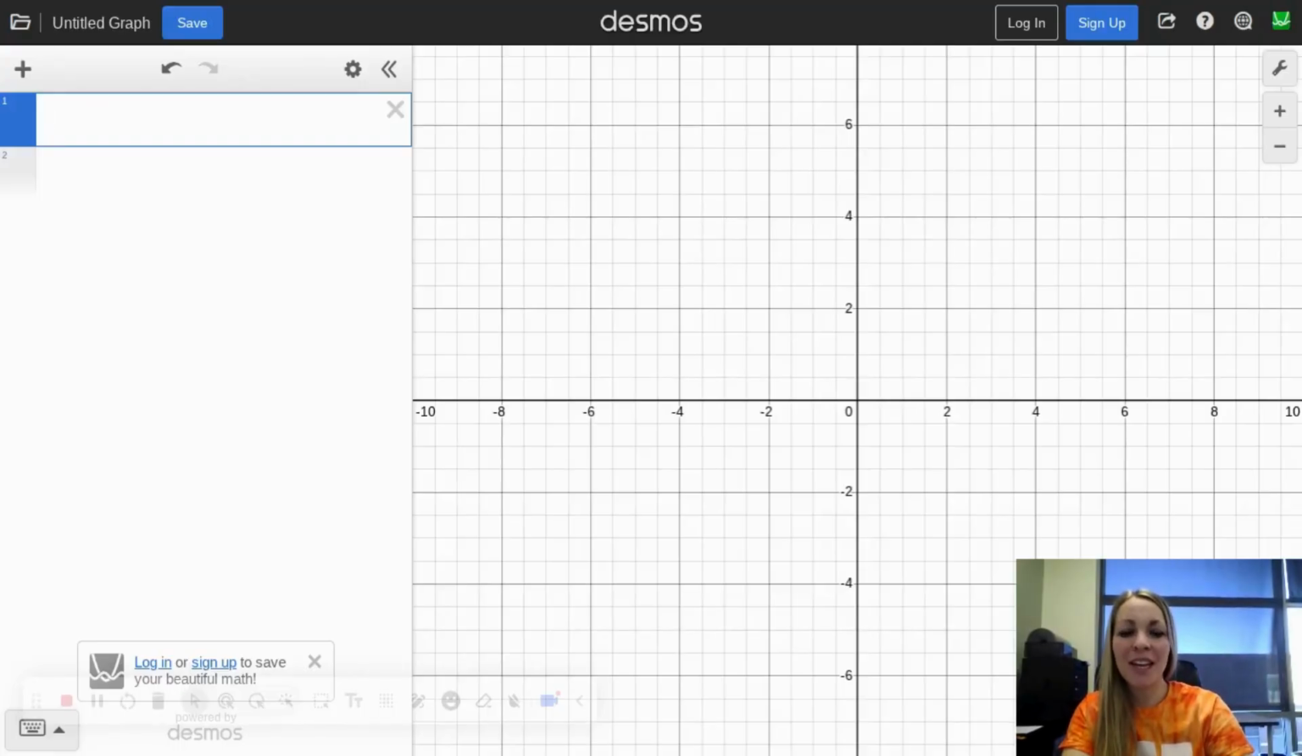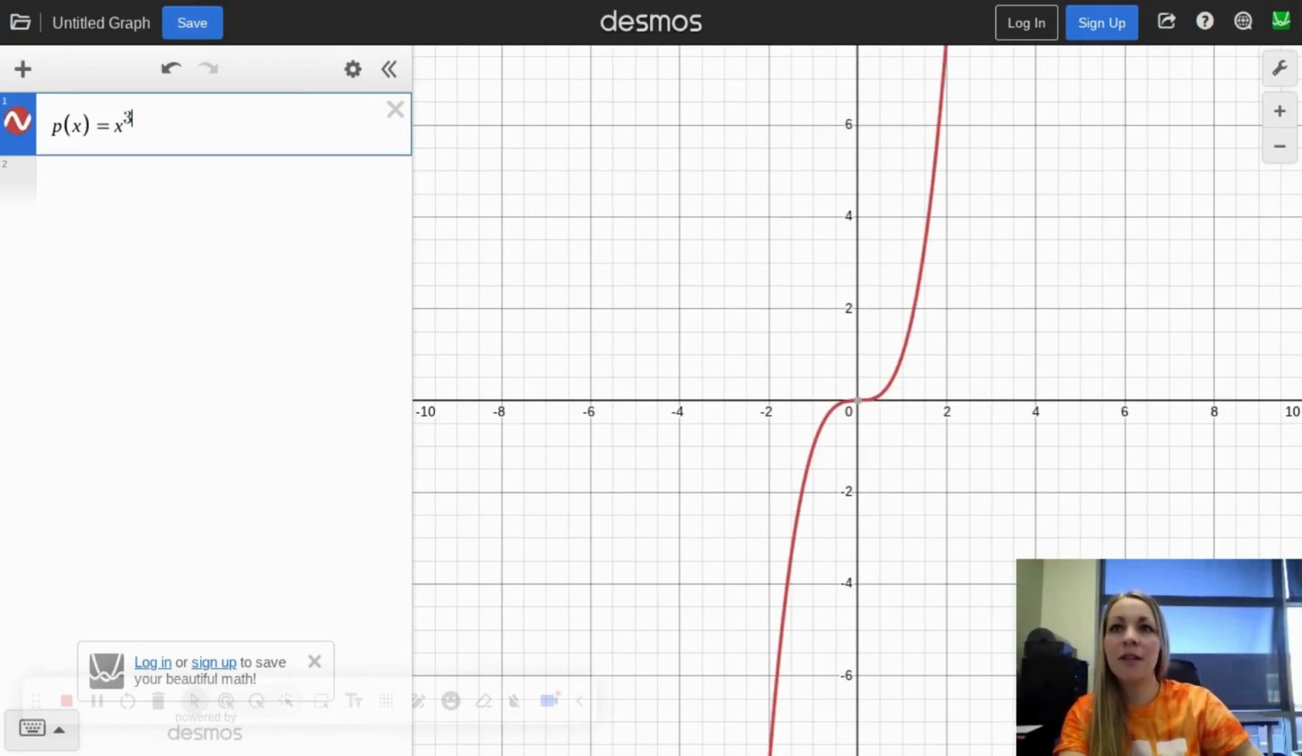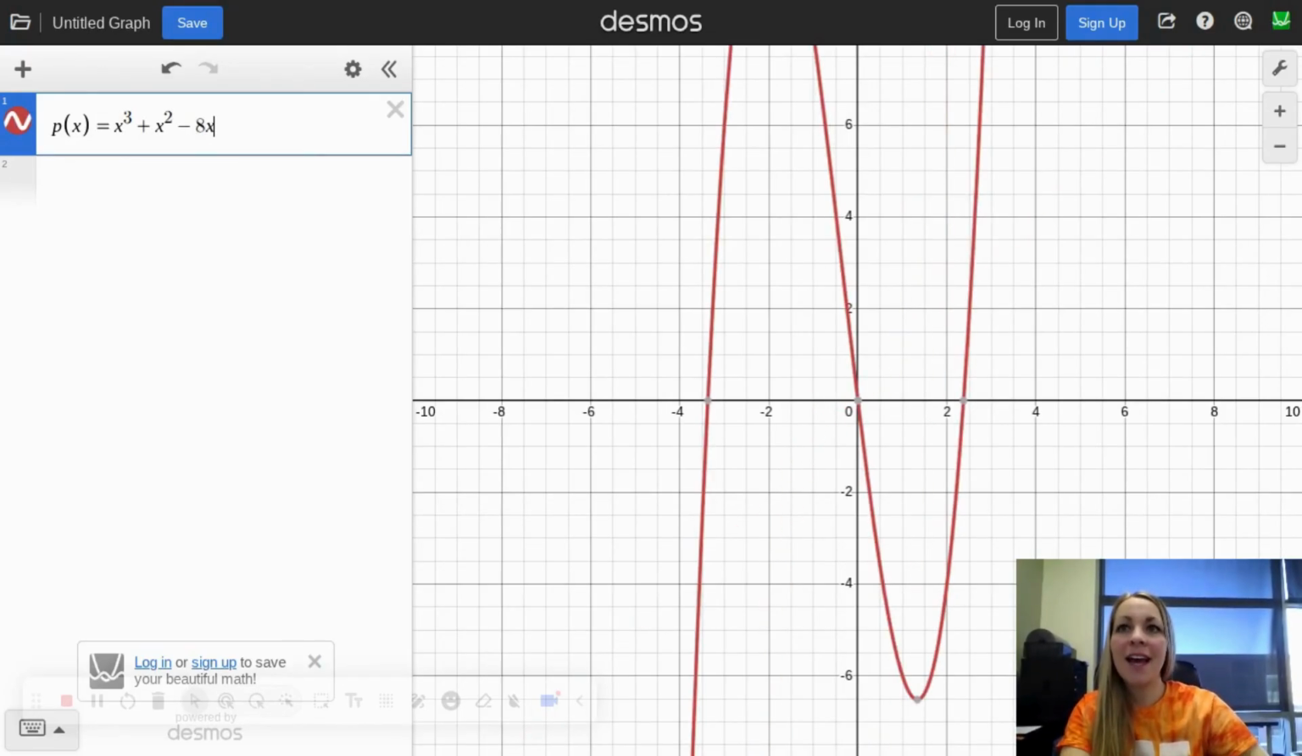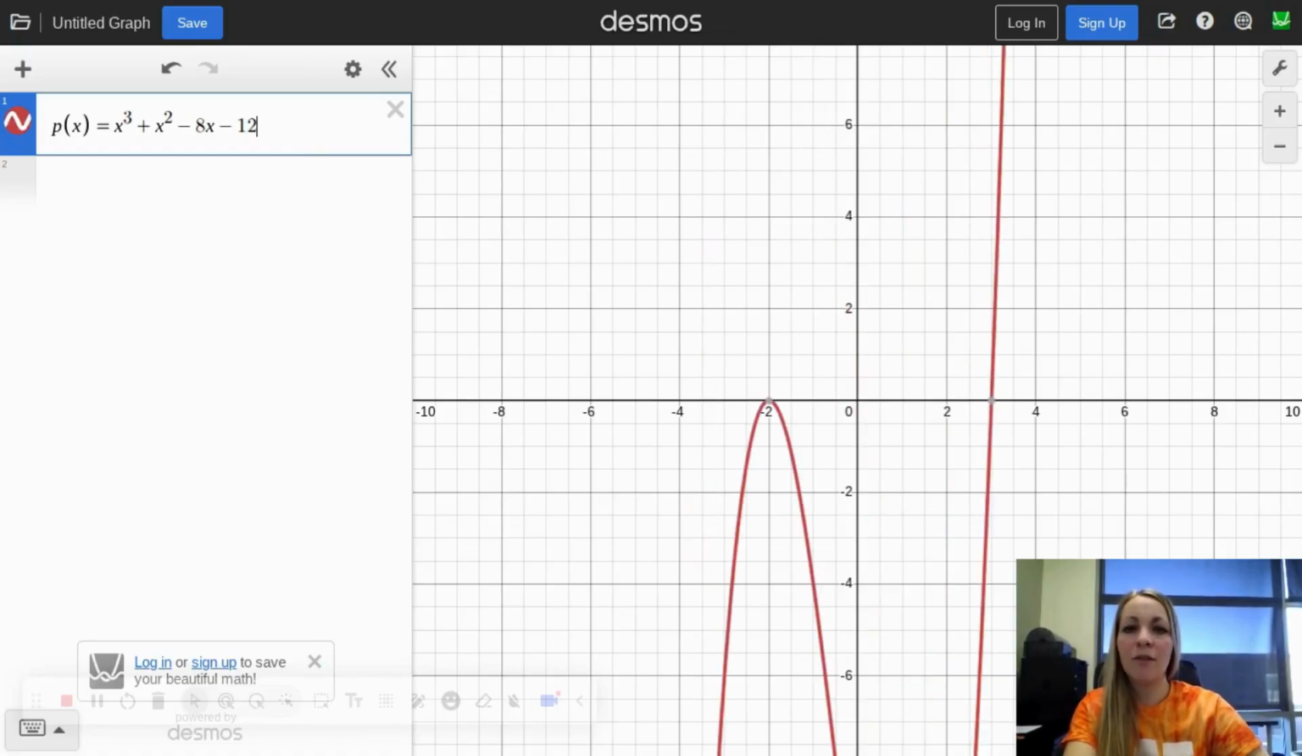Let's type that equation in. P of x equals x cubed plus x squared minus 8x minus 12. Where does this cross the x-axis? At -2 and +3. So if we go back to our original choices, this is option C.